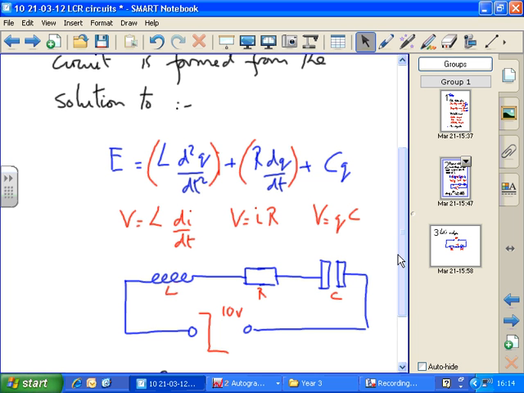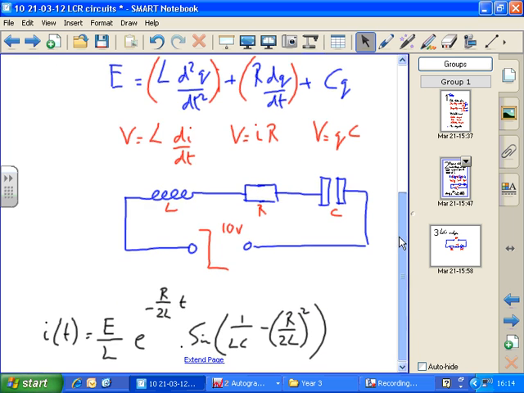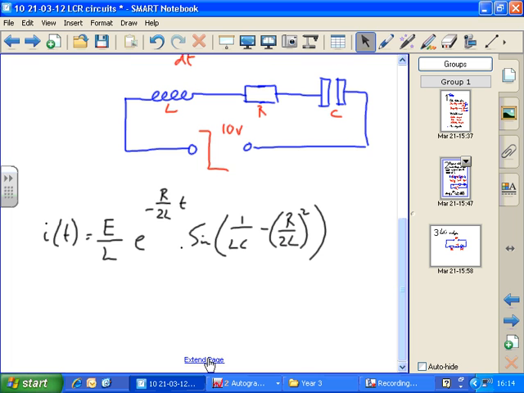Do you remember us talking about voltage? You should be familiar with this. Voltage across an inductor is the inductance times the rate of change of current, which is this bit. The voltage across a resistor is just Ohm's law, which is this bit. And the voltage across a capacitor is given by this bit. So this gives us the differential equation, which we solve, and we end up with this beauty, which is the general solution.